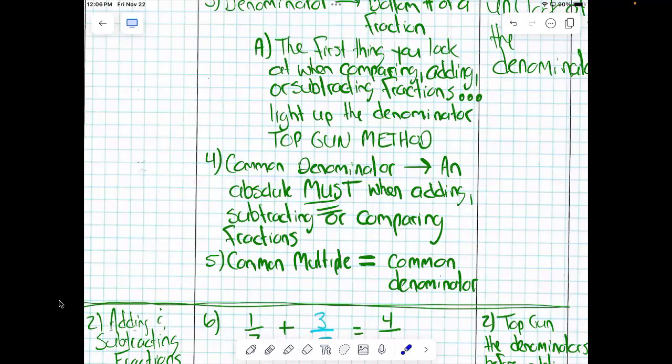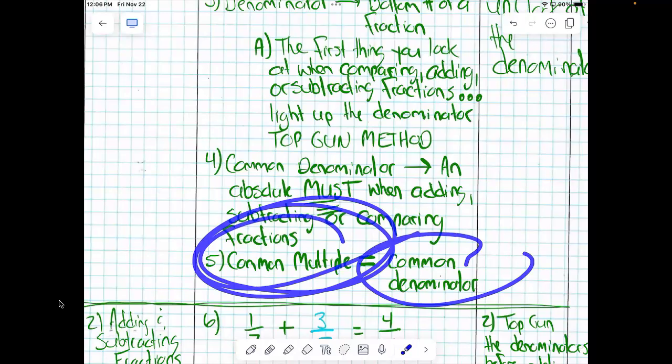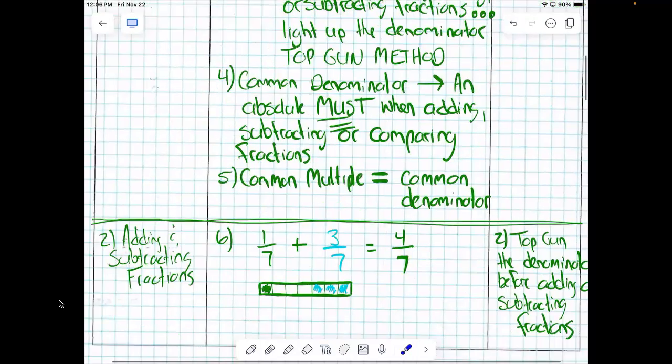So you have to have a what kind of denominator in order to add and subtract fractions? Common denominator. And if you don't have a common denominator, you must find common what? Multiple. Of the denominators. So we're good.